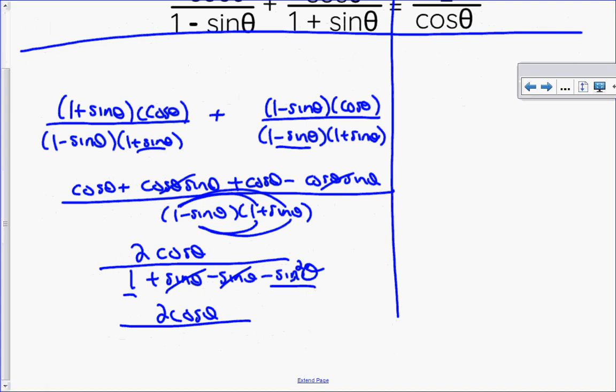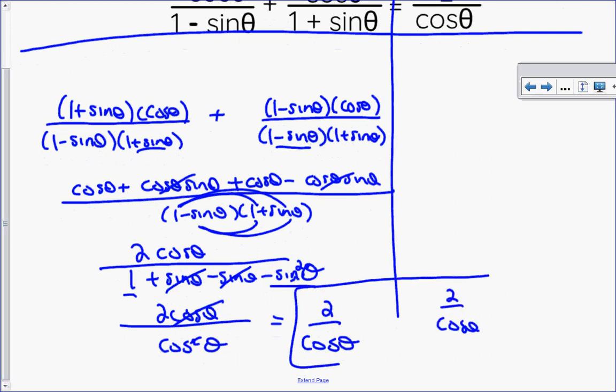And hopefully you recognize that as a rearrangement of Pythagorean identity number 1. 1 minus sine squared is actually just cos squared. So 2 cos divided by cos squared is just 2 over cosine theta. And if we go all the way back up here, that's what we started with, 2 over cosine theta. So this is a proof because now left side equals right side for all permissible values. So we've proved it true, therefore Bob's your uncle.